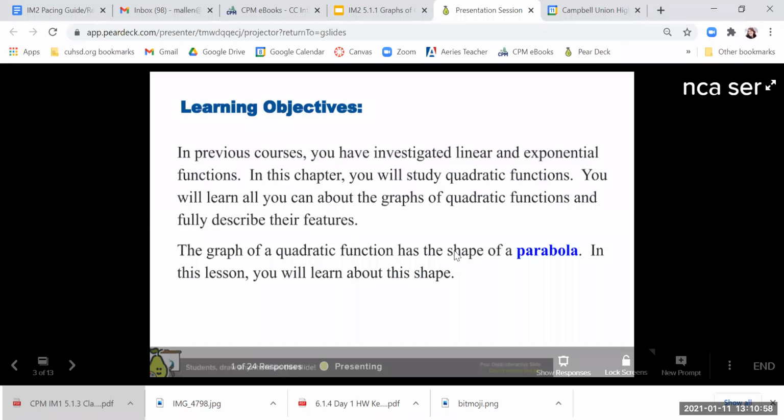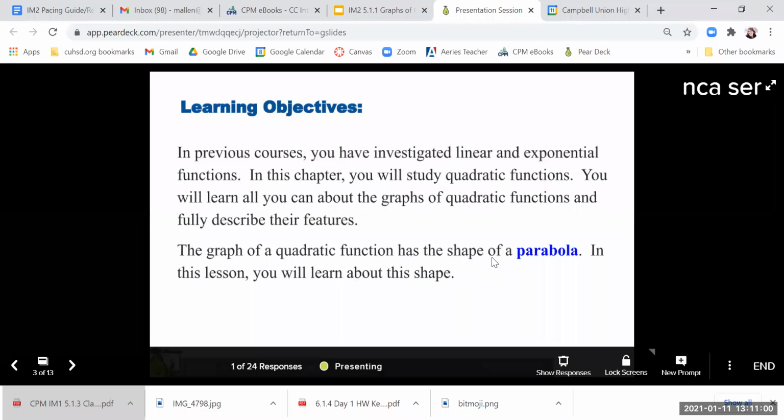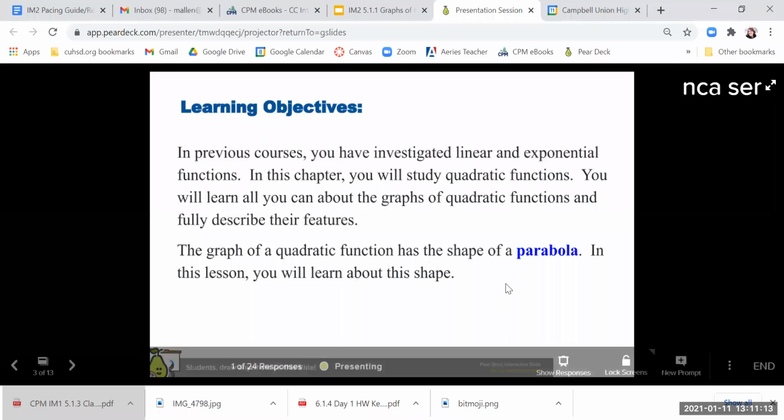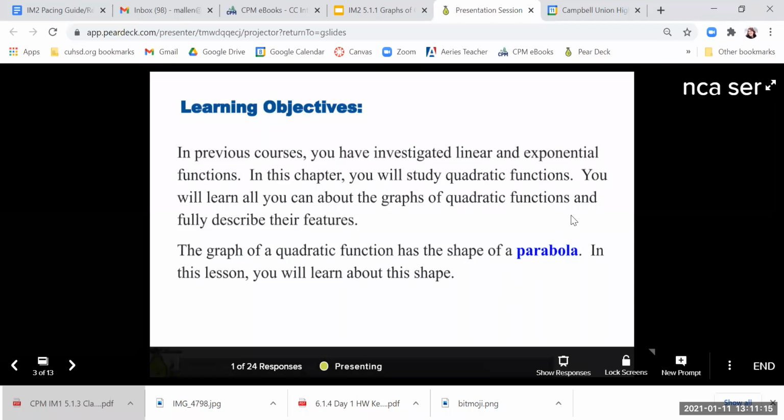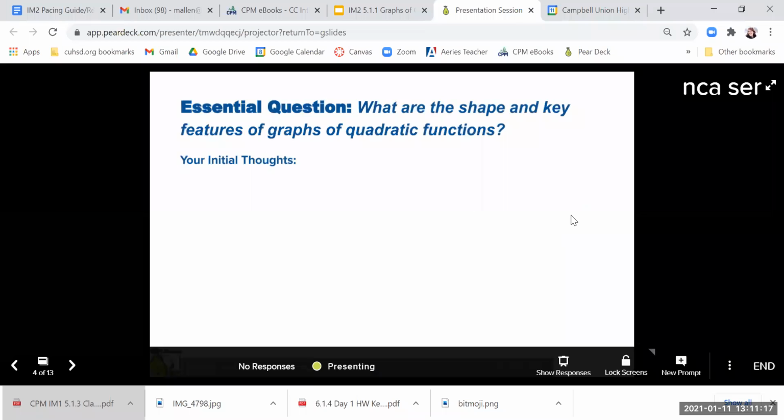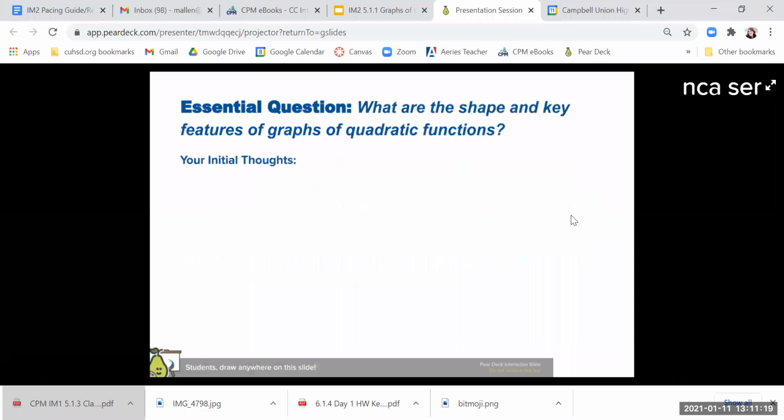And the graph of a quadratic function has the shape of a parabola. So we probably have heard this word before, but maybe it feels like a long time ago. So it's a parabola, the shape of a quadratic function. All right. And here is our essential question. What are the shape, which we just talked about, and key features of graphs of quadratic functions?